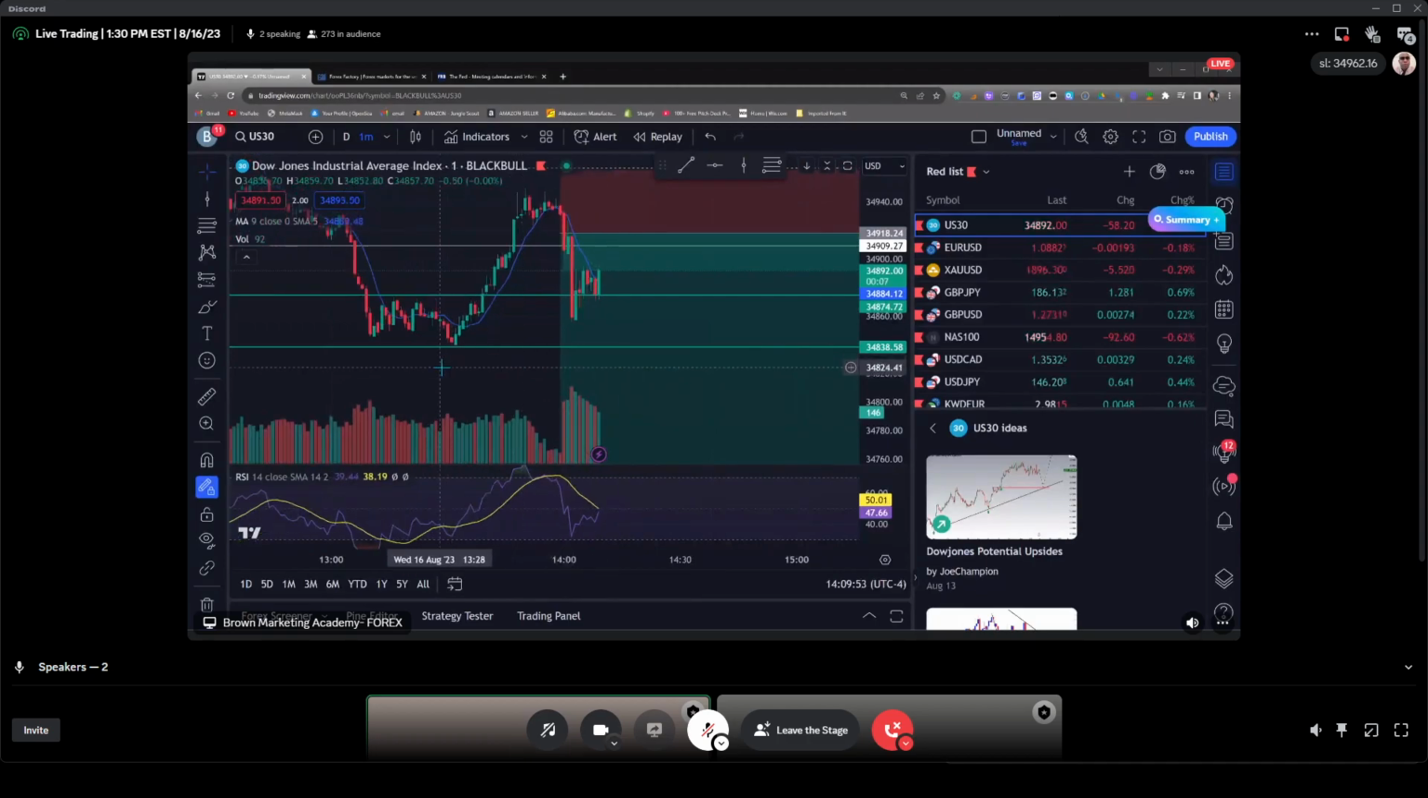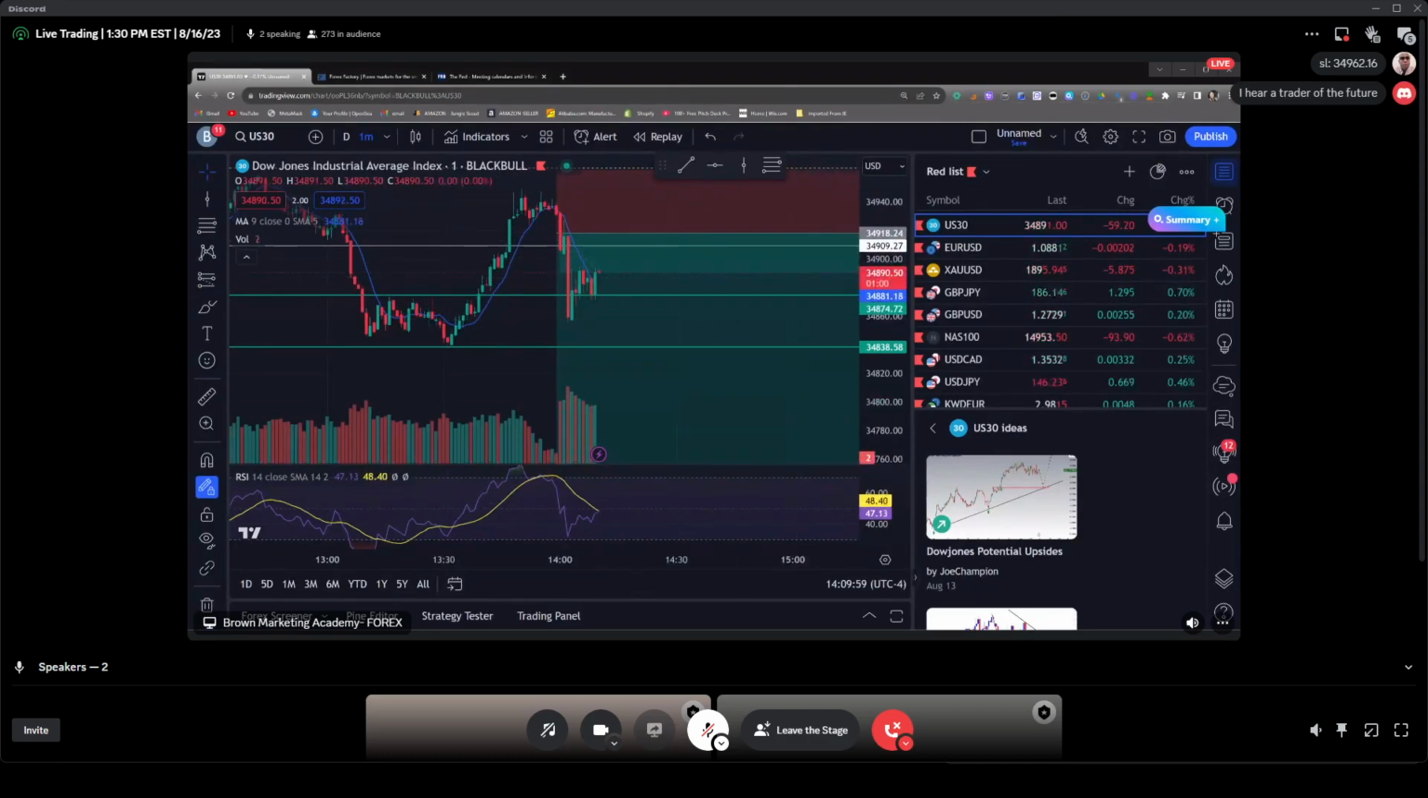Ooh, that's a strong green candle there. Let's see. Going back to watch the news. Hold on a second, guys.